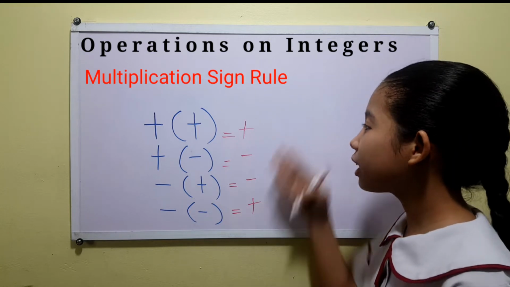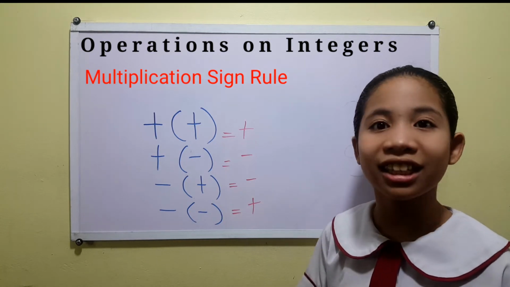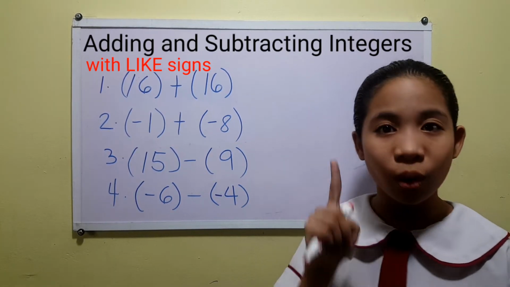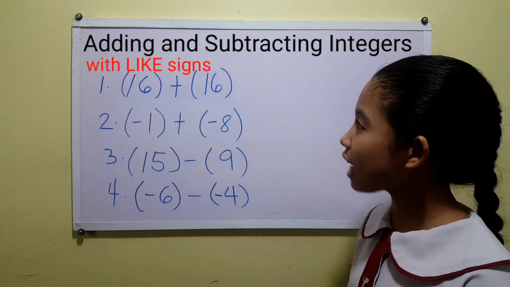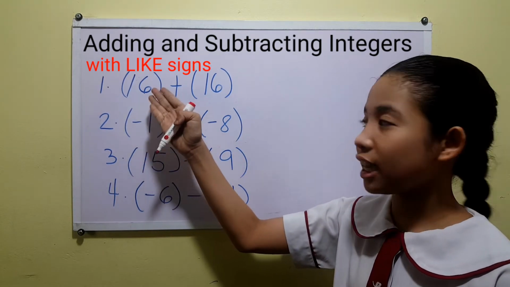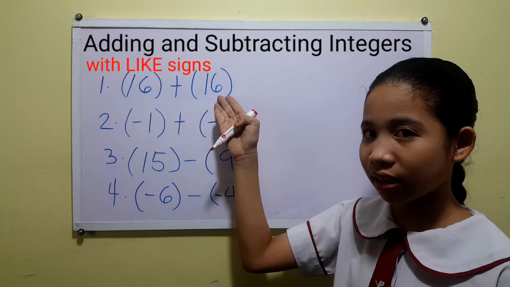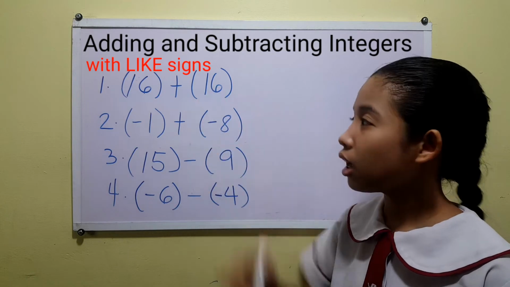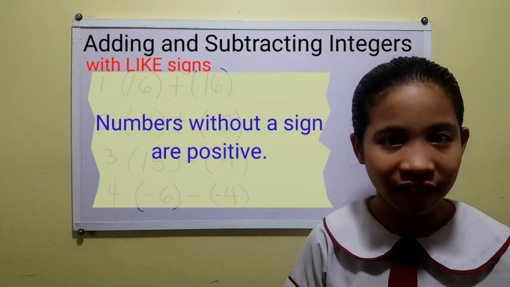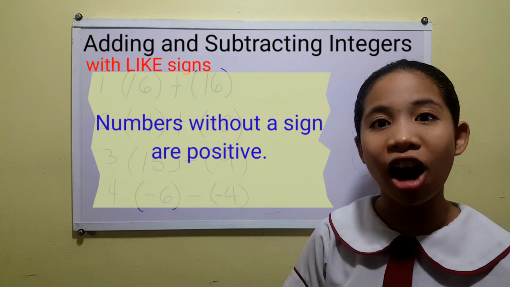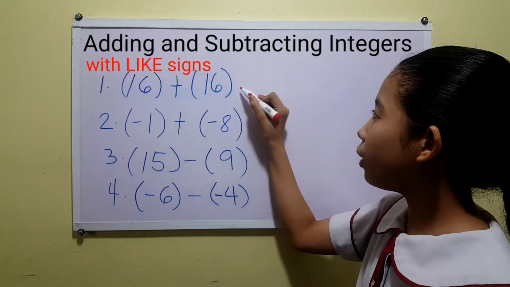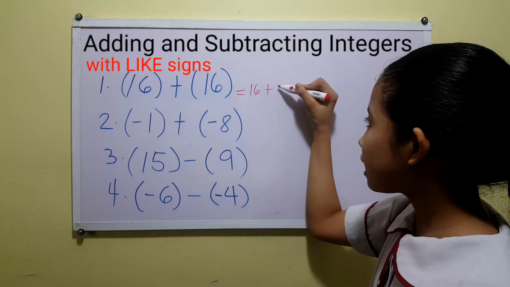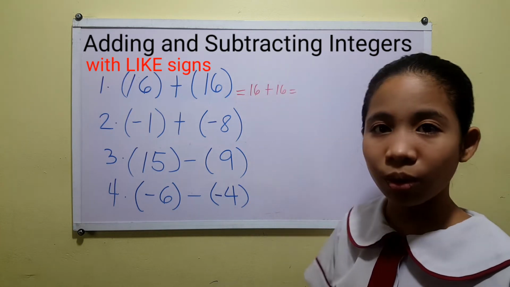Now, always remember these rules for the operations on integers. Now, let's add and subtract integers with like signs. In our first example, we have positive 16 plus positive 16. And as you can see, there are no positive signs. But that is okay because in general, numbers without signs are positive. So we will be doing a simple addition. 16 plus 16 is equal to 32.